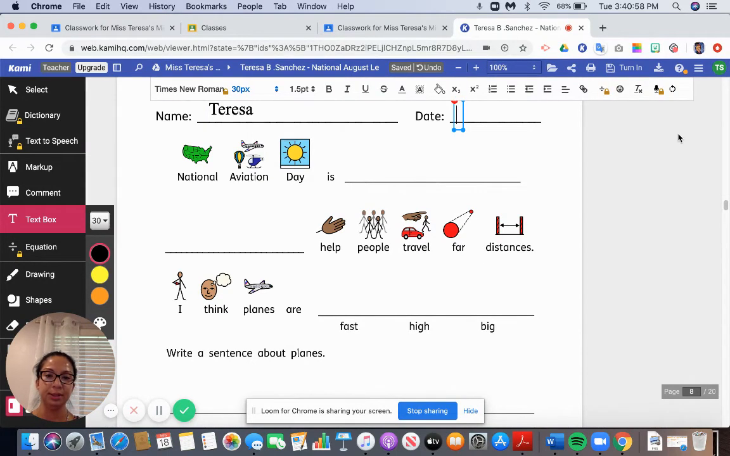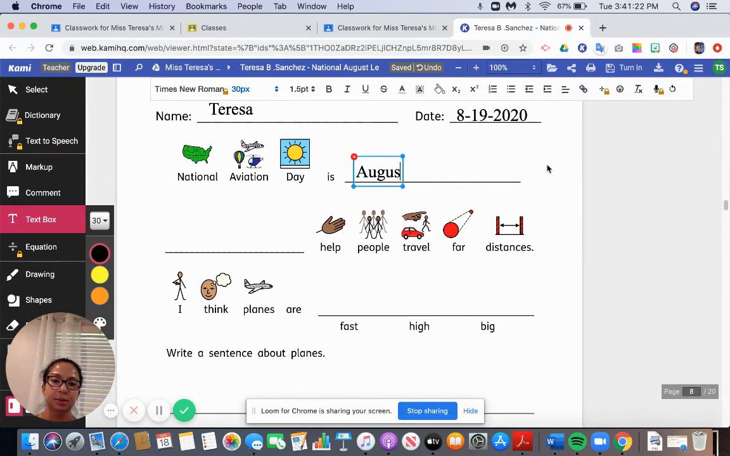And I will write today's date, which is 8, which is August. August is the 8th month. Today is the 19th. Yesterday was the 18th. And it's 2020, the year. So you can put 2020 or just 20. National Aviation Day is, what day is today? What did we just say it was? August 19. You could put August 19, 2020 or just August 19.